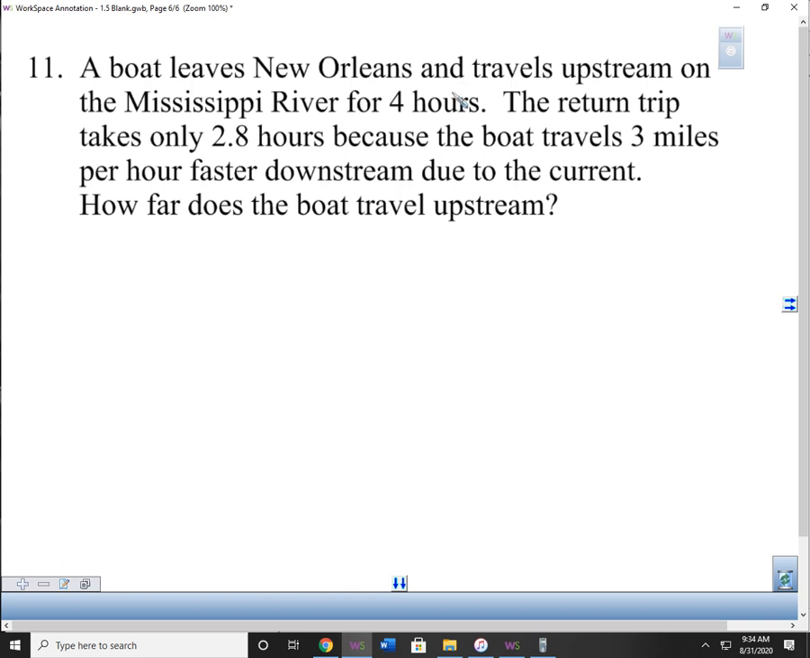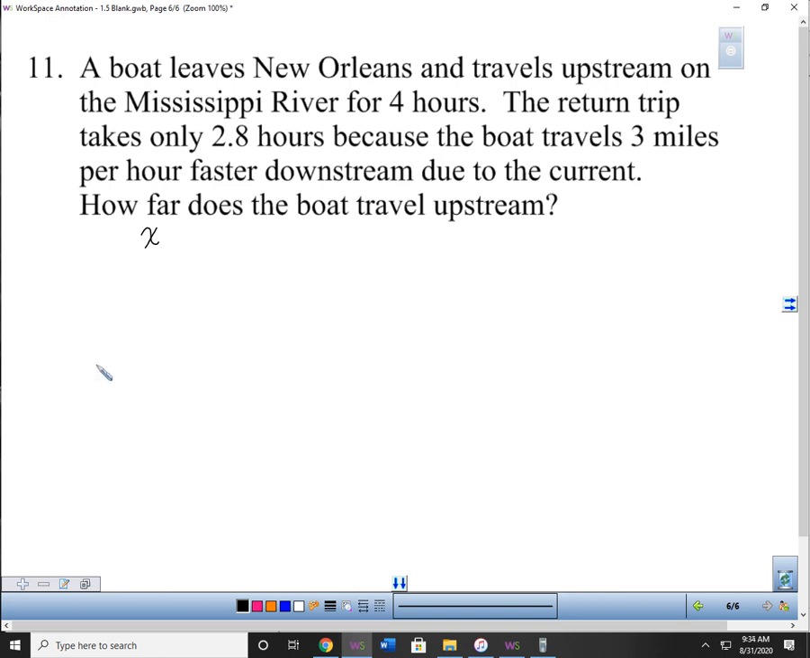All right, a boat leaves New Orleans and travels upstream the Mississippi River for 4 hours. The return trip only takes 2.8 hours because the boat travels 3 miles per hour faster downstream due to the current. How far does the boat travel upstream? So we're looking for the distance. Let's just call that x. All right, how far?